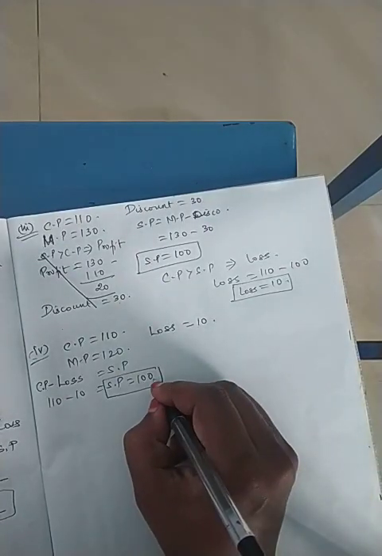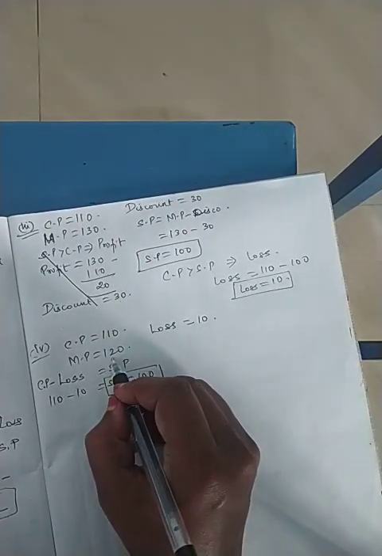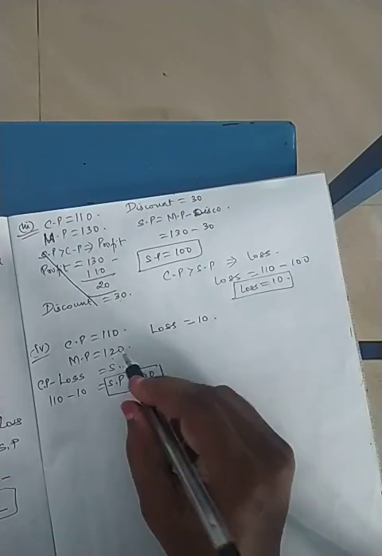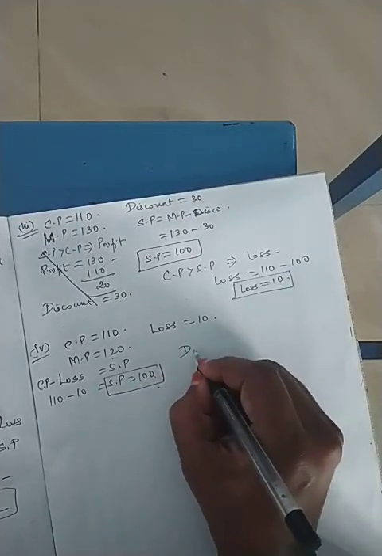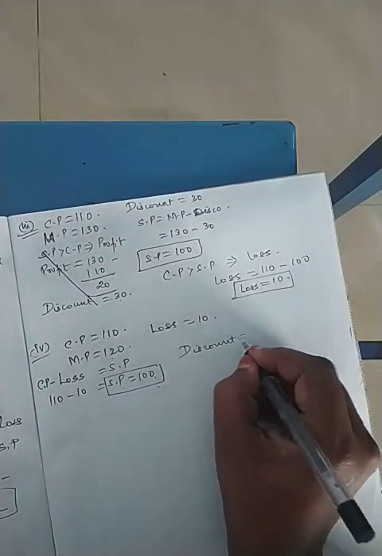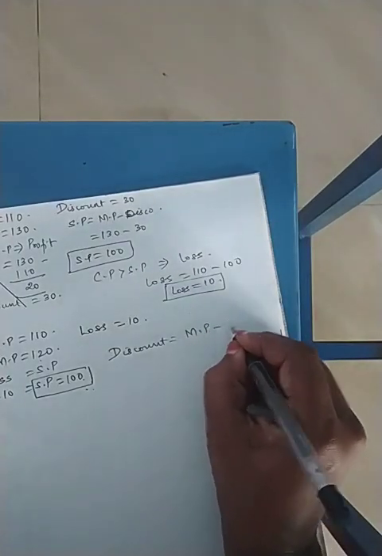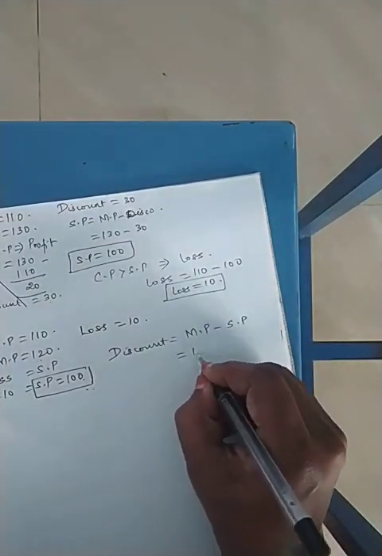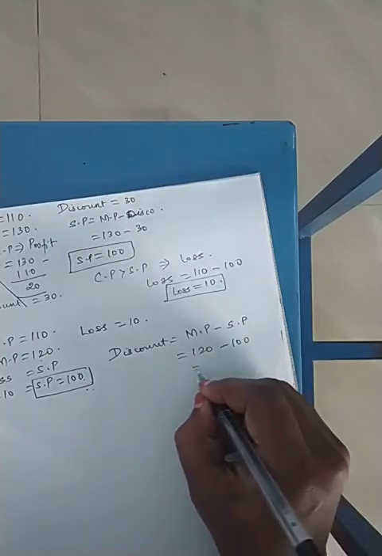When my SP equal to 100 and the market price is equal to 120, what will be my discount? So discount is equal to market price minus selling price, which is equal to 120 minus 100, which is equal to 20.